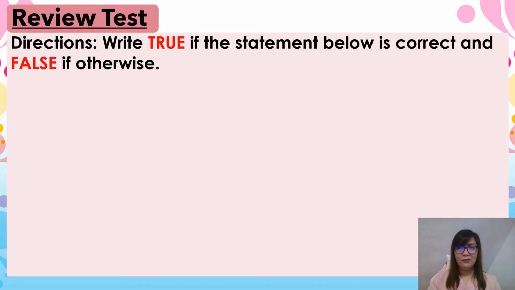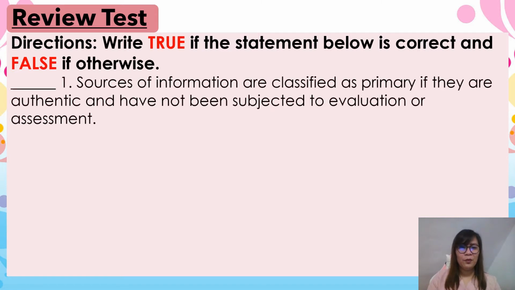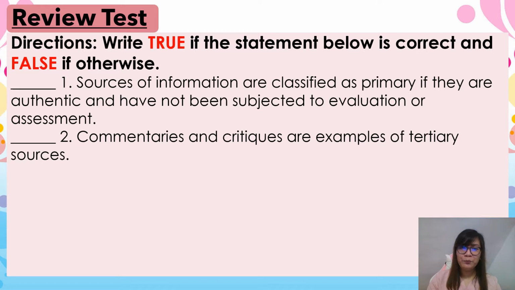Ready? Let's start. For statement number 1, sources of information are classified as primary if they are authentic and have not been subjected to evaluation or assessment. Write down your answer. For number 2, commentaries and critiques are examples of tertiary sources.